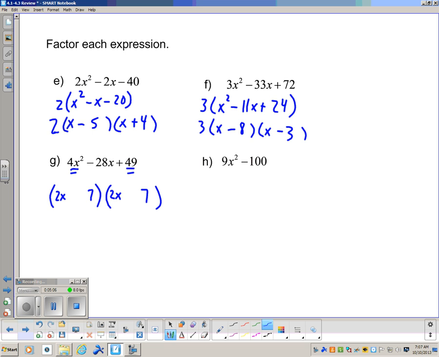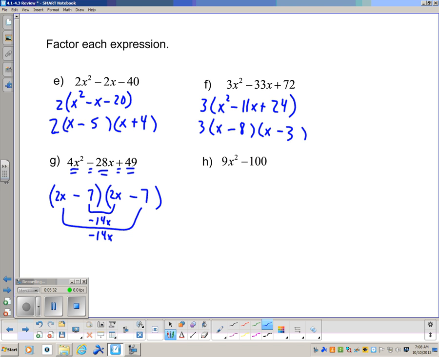So I need to be able to multiply to give me a positive 49 there and add to give me a negative 28. So it's got to be a minus a minus. And then I'm going to check my inners and my outers here. So I get negative 14x and a negative 14x. And they do add to give me a negative 28x. So we're good. There it is, factor 2x minus 7 times 2x minus 7.